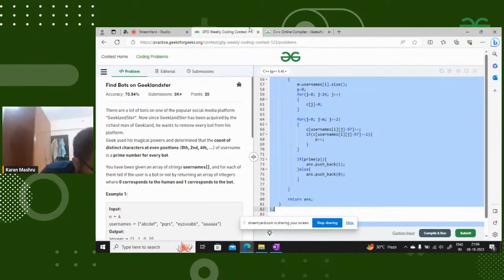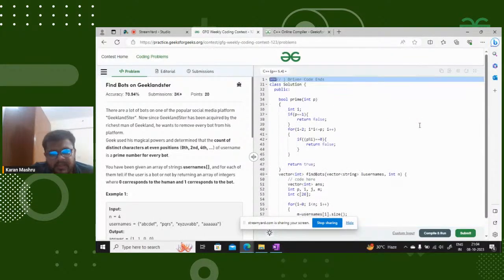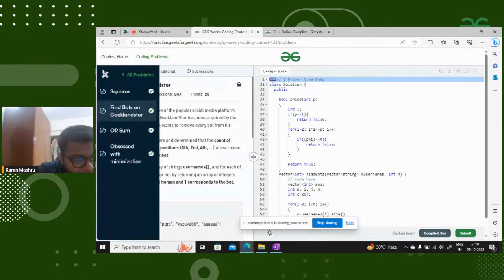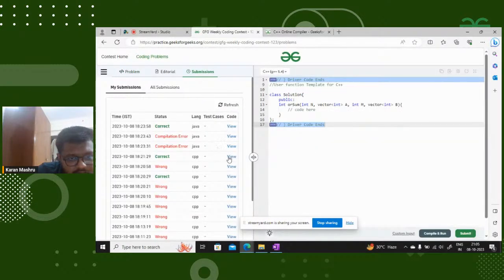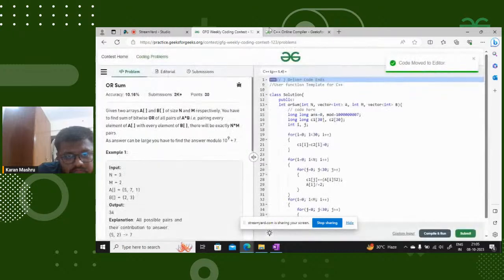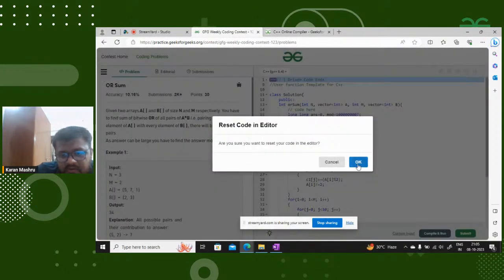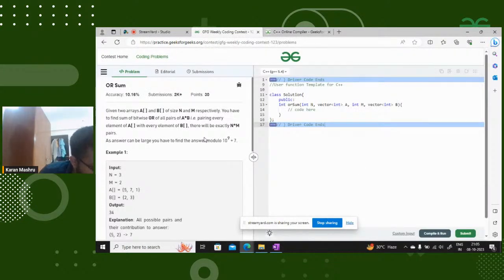Okay, Kriti, the constraints are too small, like 10 to the power 4. Yes, there can be multiple ways of solving this problem. Okay, any doubt in this, or shall we move on to the next question?